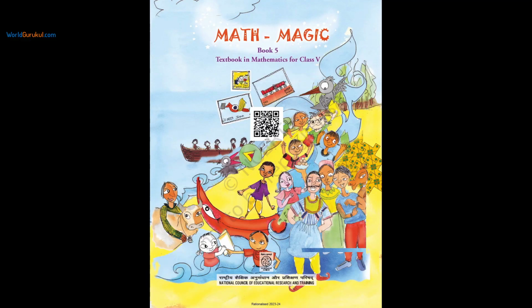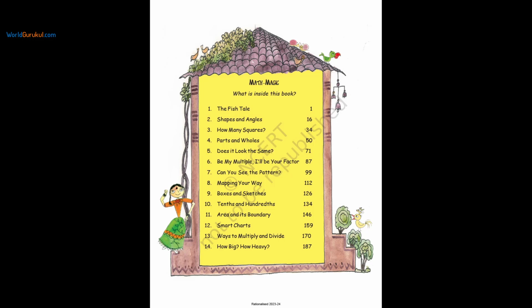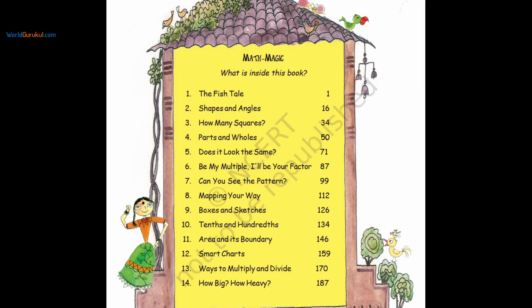We are going to learn mathematics from the NCERT publication Mathemagic. So what are we going to learn in mathematics in class 5? We have 14 lessons in this. Life is mathematics. You know, it's a magic. It's all figures, counts, numbers, shapes and much more.